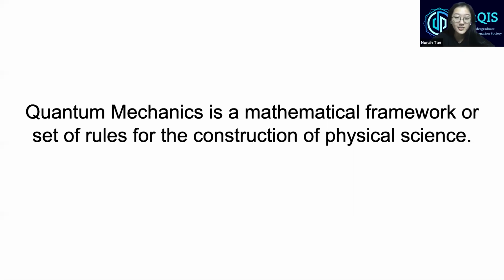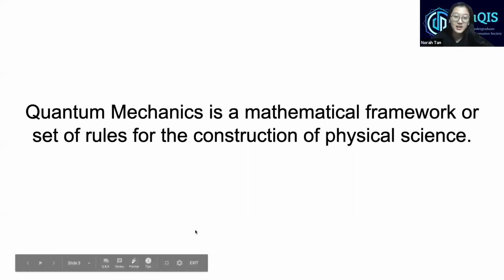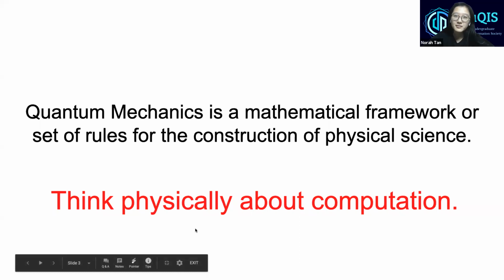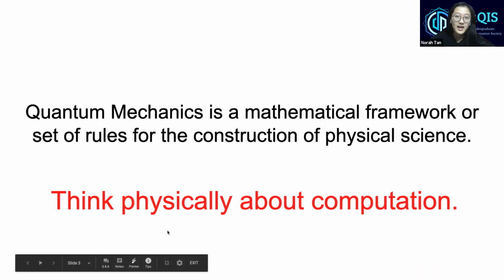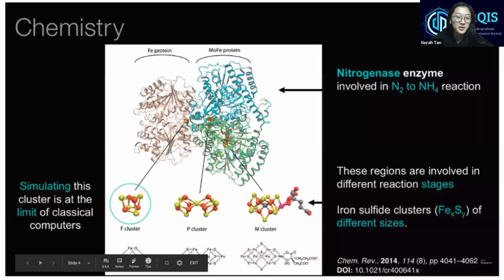In addition to that, it also inspires us: maybe we can think physically about computation. What does it mean to think physically about computation? Since our world is constructed by atoms, molecules, ions, electrons, maybe we can simulate the behaviors of the world on a quantum computer, because quantum computers follow the rules of quantum mechanics, and atoms, molecules, ions also follow the rules of quantum mechanics. So this just leads to quantum simulation.